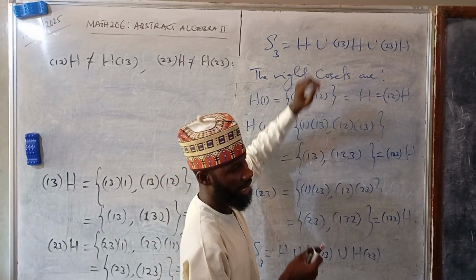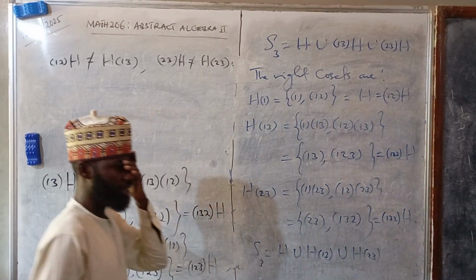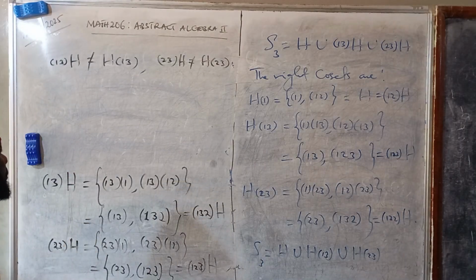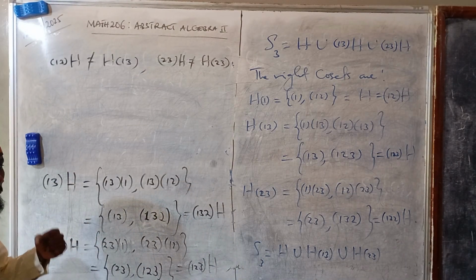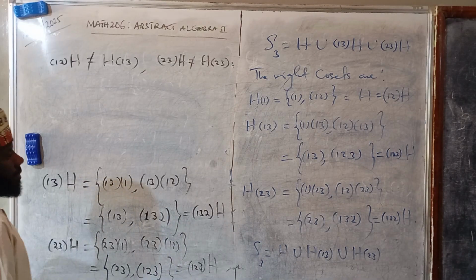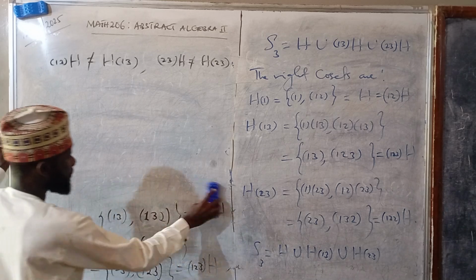Except for the coset H. The one generated by the identity is always the same as the subgroup. So it's both left and right. But there are subgroups where left and right cosets are always the same. Maybe I will do that example.